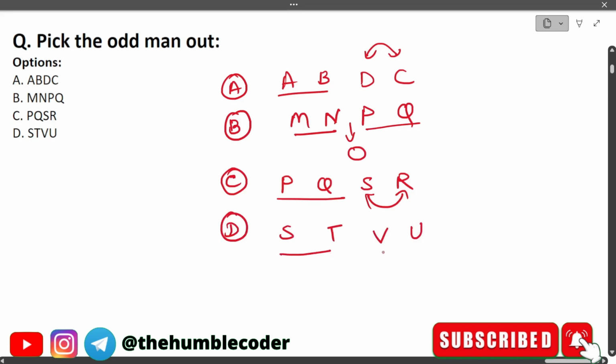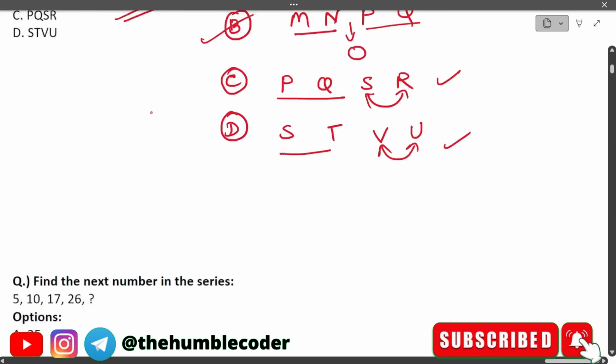S and T is in correct sequence, and V and U are again swapped up. So now if you see, options A, C and D are following the same pattern, but option B is following a totally different pattern. So in this case, we can say that option B is the odd man out. So the correct answer is going to be option B.